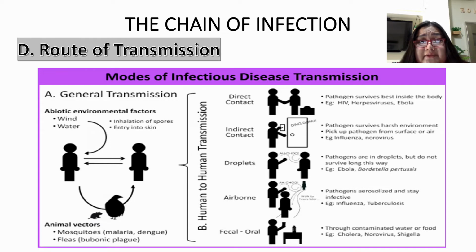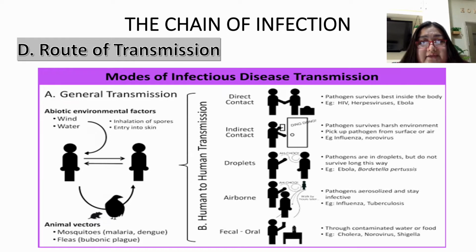Second is the human-to-human transmission. This has been classified into 5 main modes. First is direct contact. Direct contact is when the pathogen survives best inside the body and would include sexual contact, skin-to-skin contact, and even the maternal and fetal route.